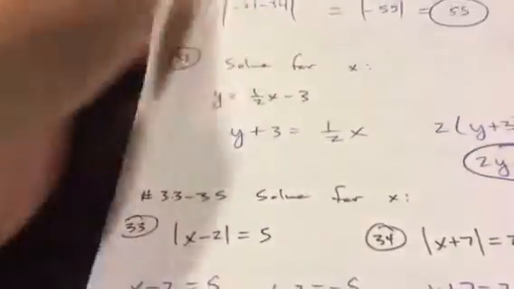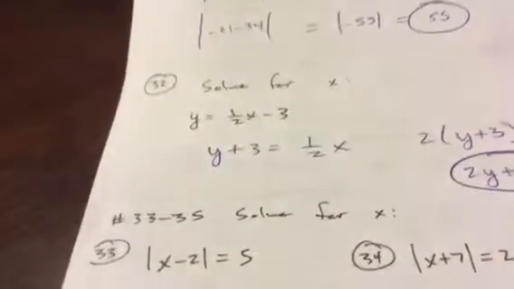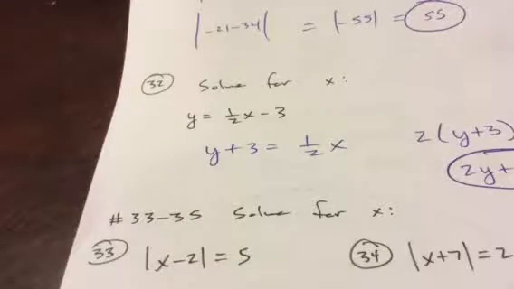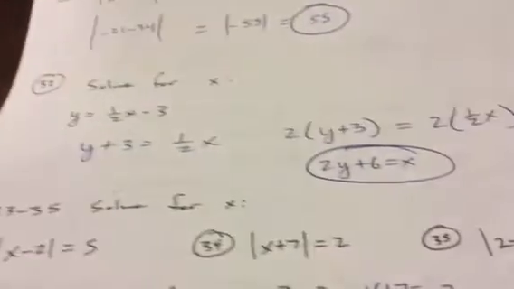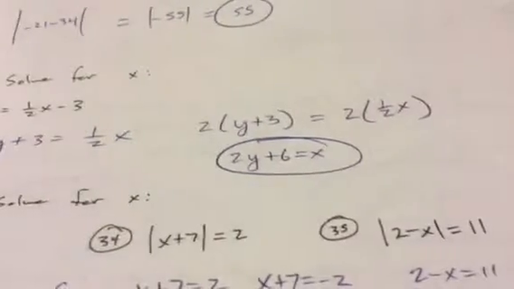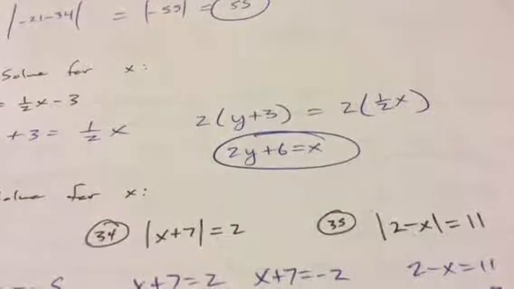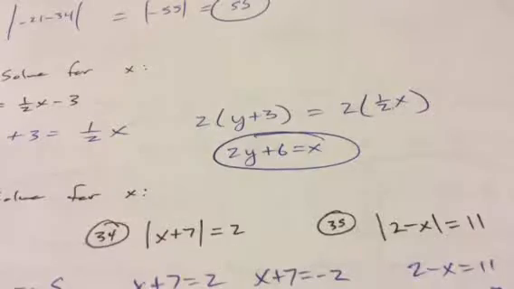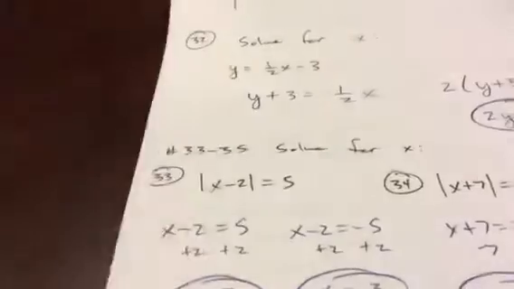A lot of folks have been asking about 32. Solve for x, so get x on one side. 1/2 x is y plus 2. Instead of dividing by 1/2, multiply both sides by 2. Get a nice answer there. Use distribution, y plus 6 is x.